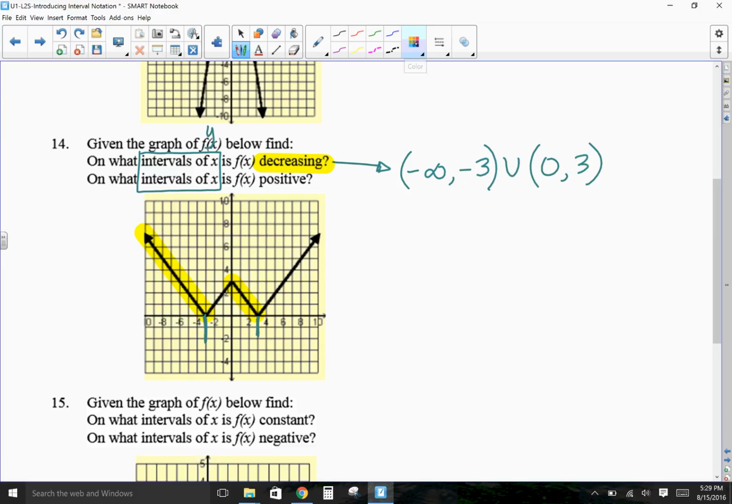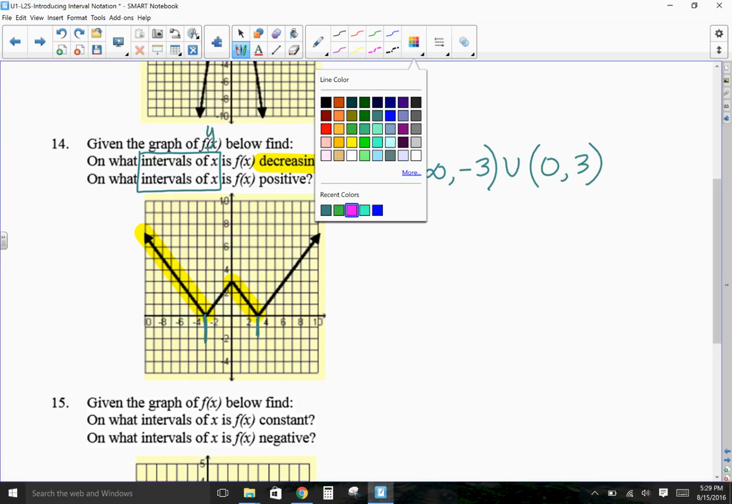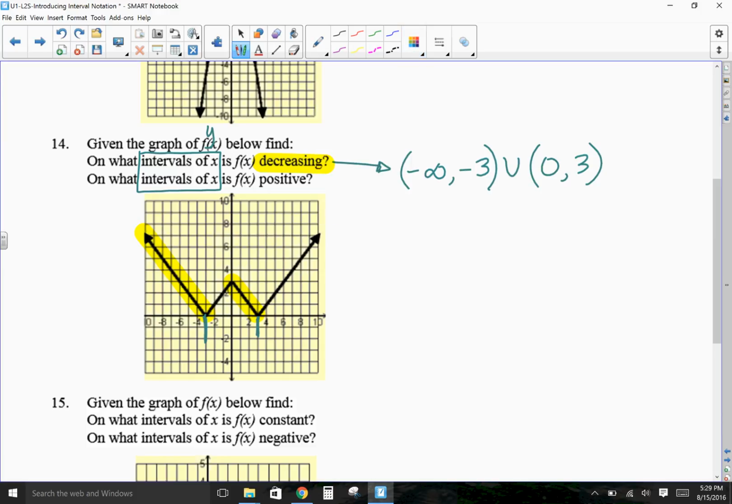Now, this next part, they want to know where it's positive or negative. What you need to remember is this right here is your x-axis. That's x, this is y, and the value of y is 0 on the x-axis. That's where y is 0. So anything above that has positive y values, 1, 2, 3, 4, 5. Anything below has negative y values, negative 1, negative 2, negative 3, negative 4.